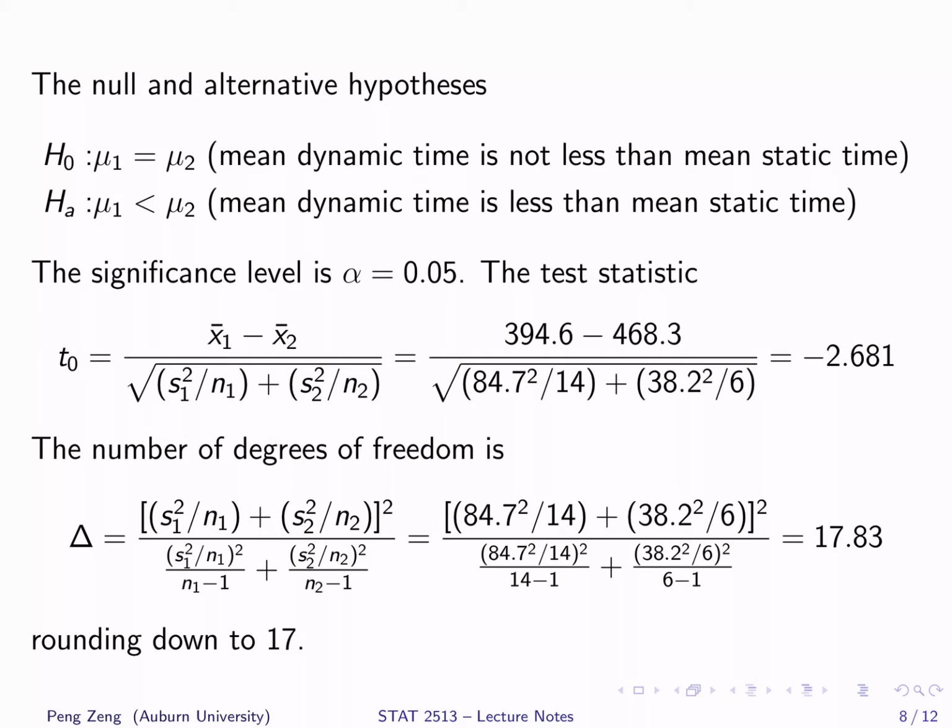The number of degrees of freedom is 17. Notice that we need to round 17.83 down to the nearest integer, which means dropping the fractional part, no matter how large or small it is.